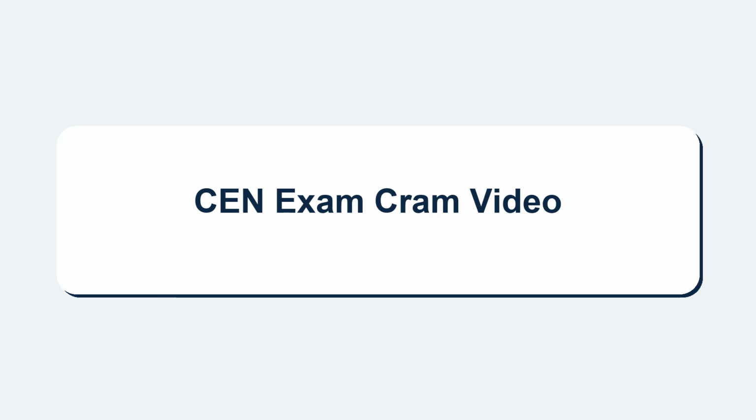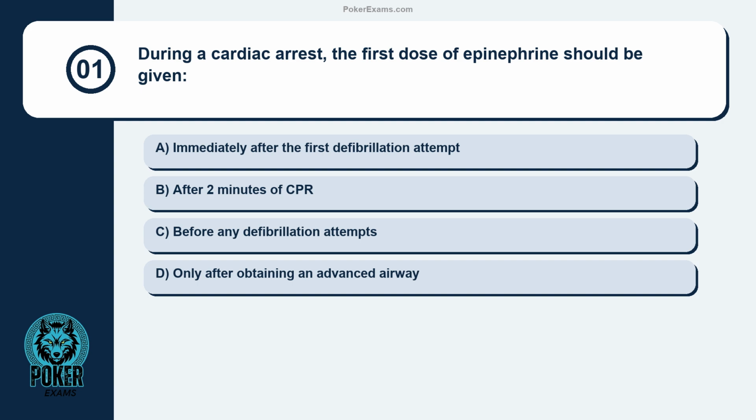CEN Exam Cram video. Question 1. During a cardiac arrest, the first dose of epinephrine should be given: immediately after the first defibrillation attempt, after 2 minutes of CPR, before any defibrillation attempts, only after obtaining an advanced airway.